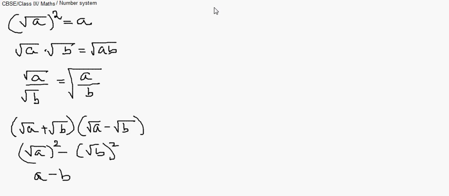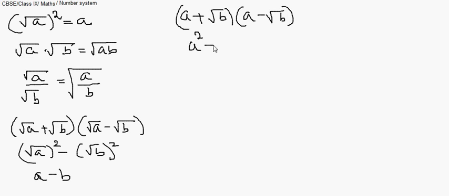Now the next one being a plus root b, a minus root b, so that also is a square minus b square, so that makes it root b square, so it is a square minus b.